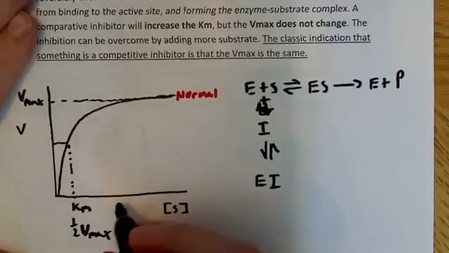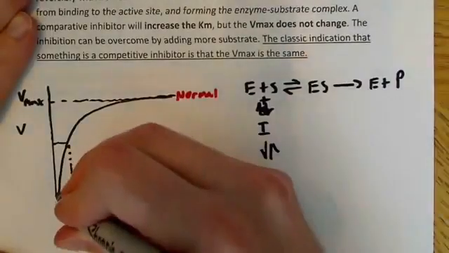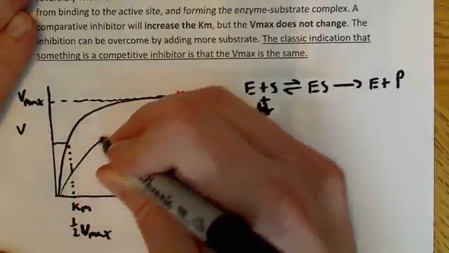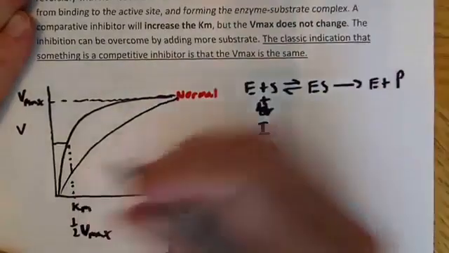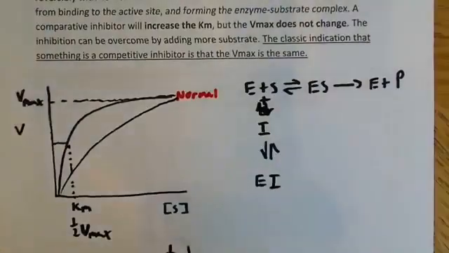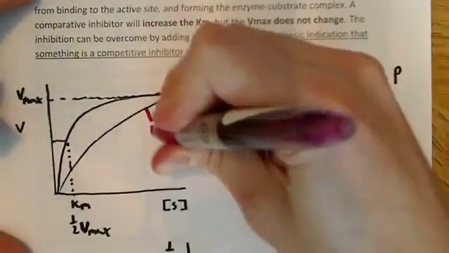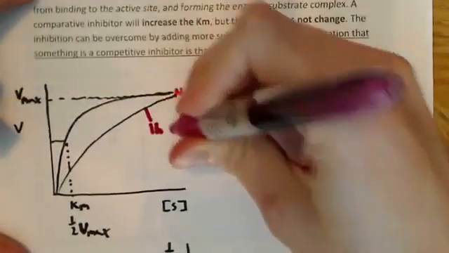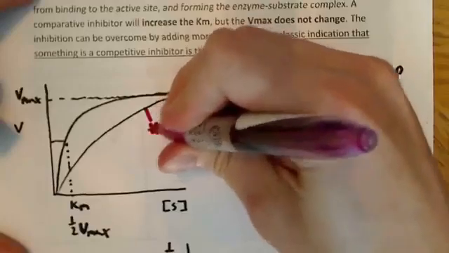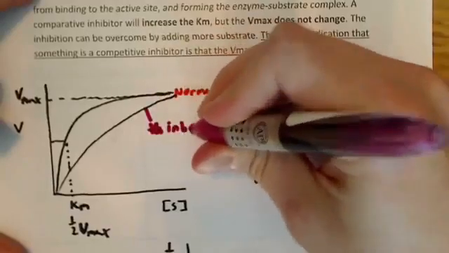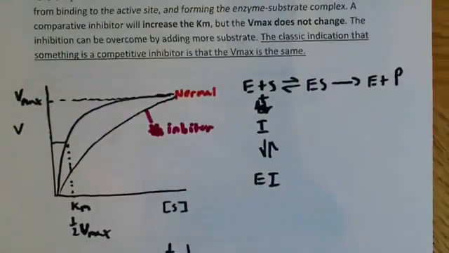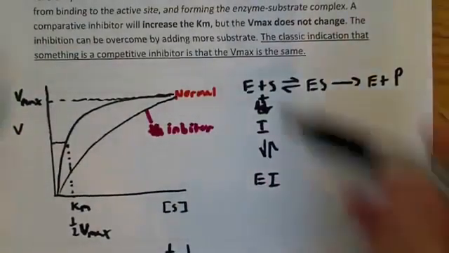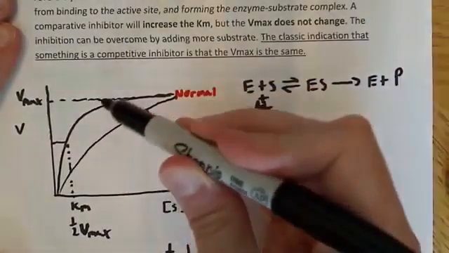It's going to shift this graph over this way. So what's going to happen essentially, I don't know how accurate this is going to be, but this is going to flatten out like something like that. So this is going to flatten out, and I'll write here, inhibited, or with the inhibitor.